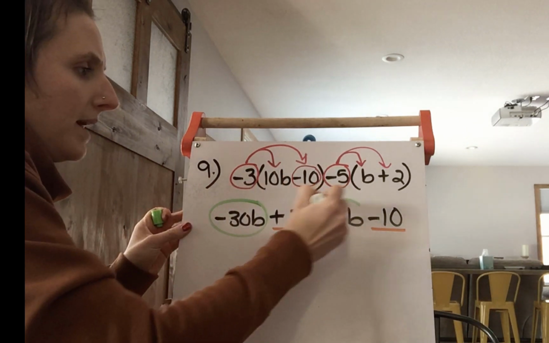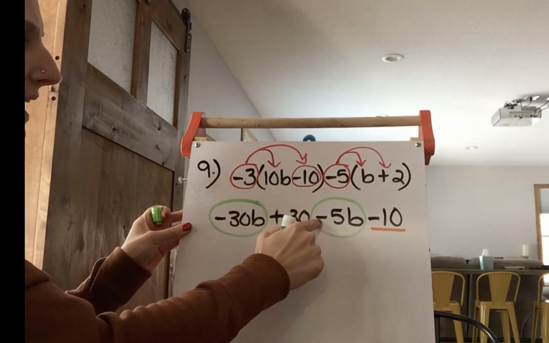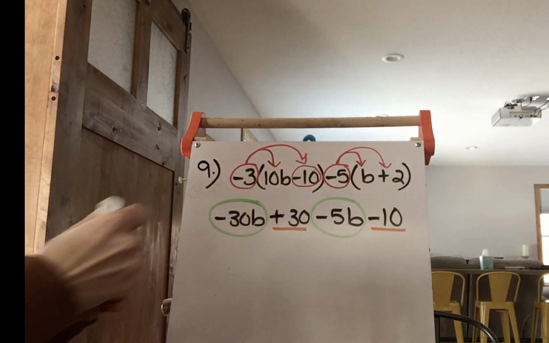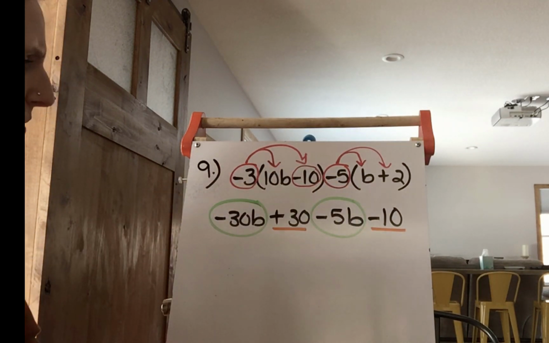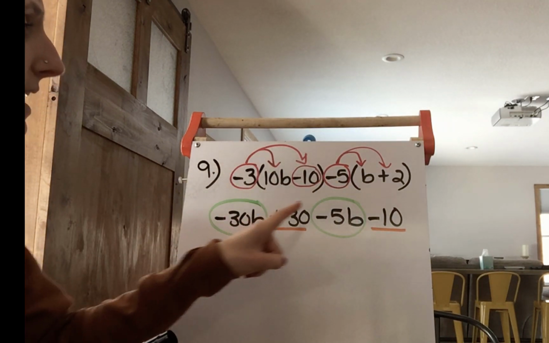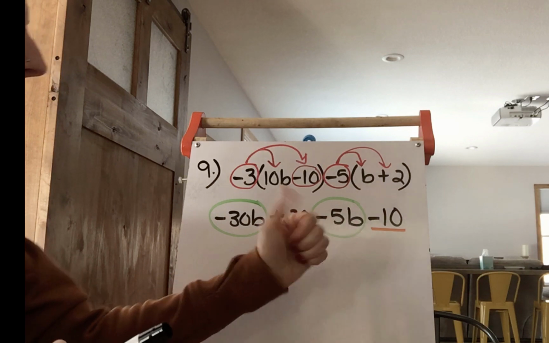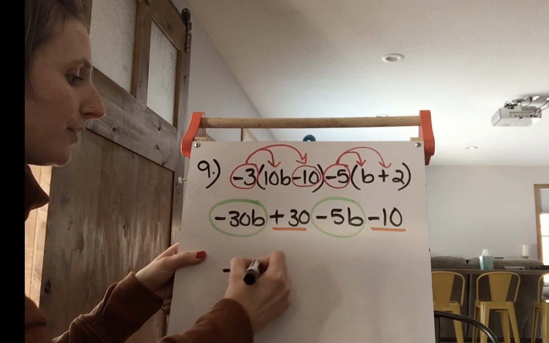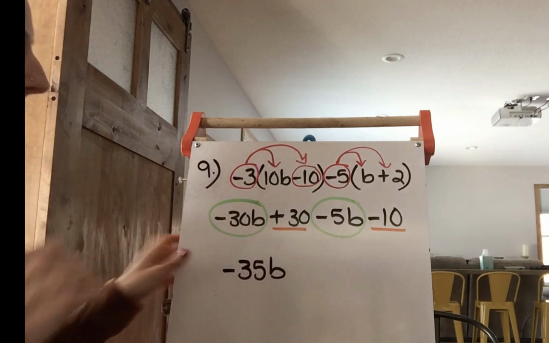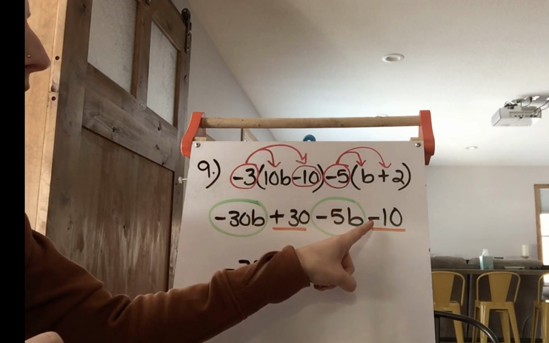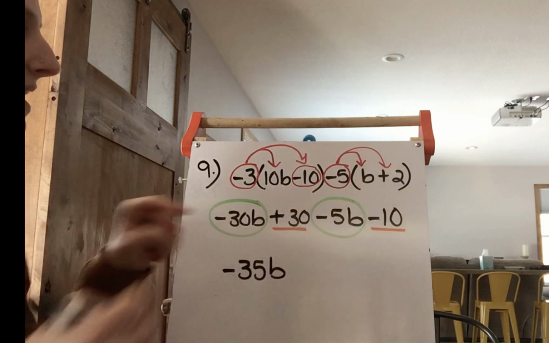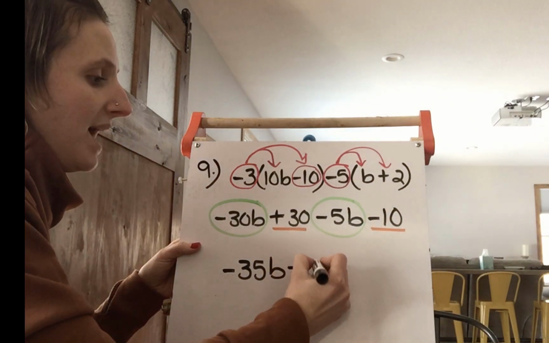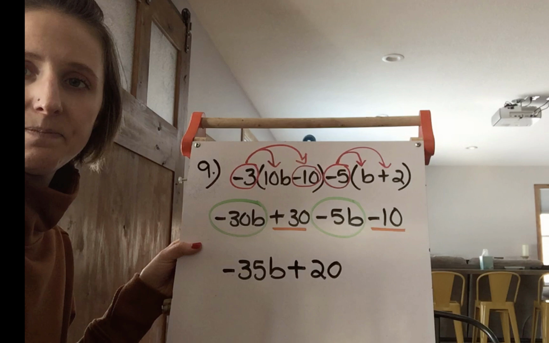So I know I can combine those terms together, always bringing the sign that's in front of the term. So we have negative 30b. We're minusing 5b. That means we're moving further into negative land. That's going to give me negative 35b. And then we have 30, and we're taking away 10. That's going to give us a positive 20.